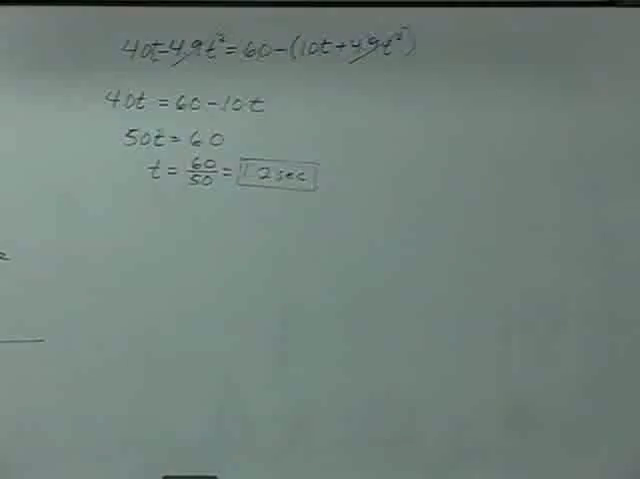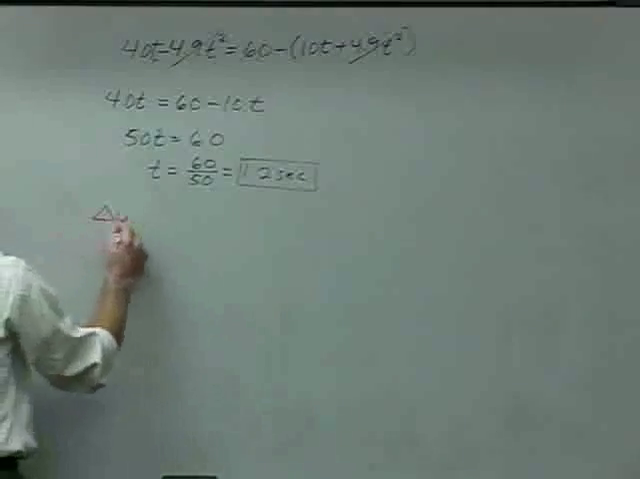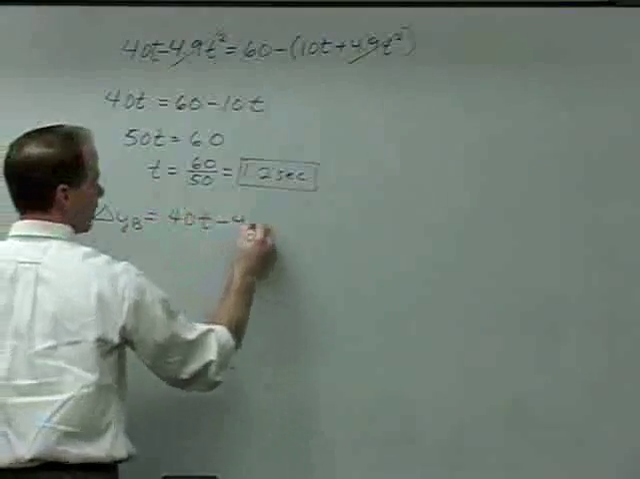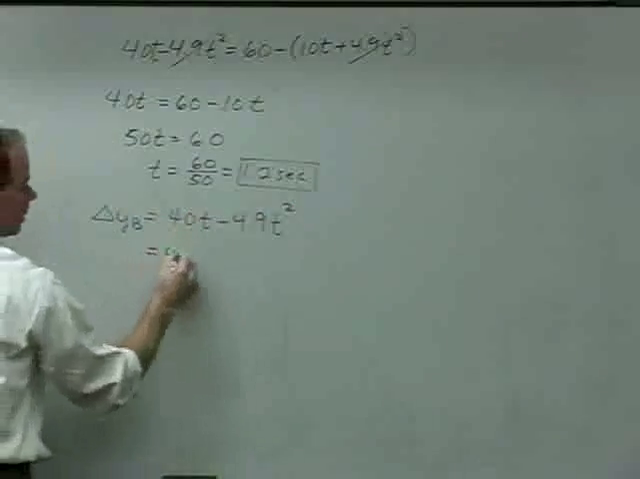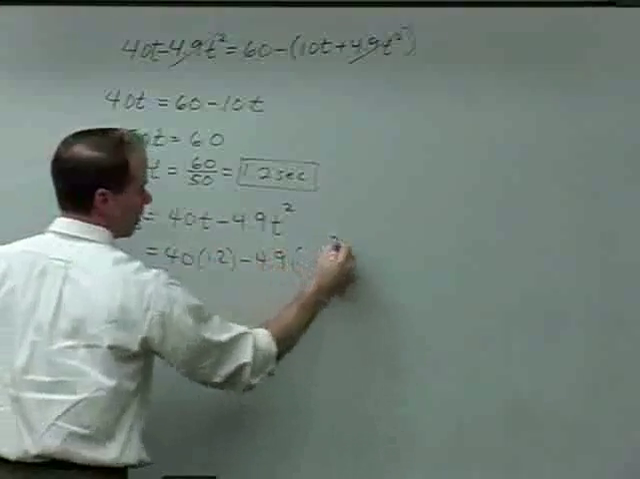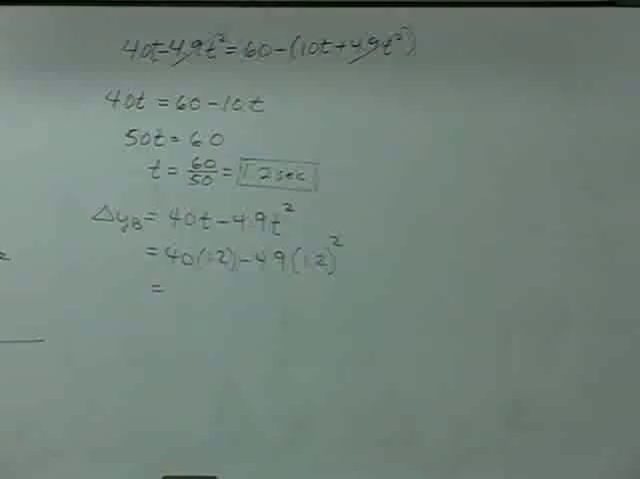Question was, what was the height at which they passed? So let's find delta yb. Delta yb is equal to 40t minus 4.9 t squared. That's going to be 40 times 1.2 minus 4.9 times 1.2 squared. Let's figure out what that is. .94 meters.